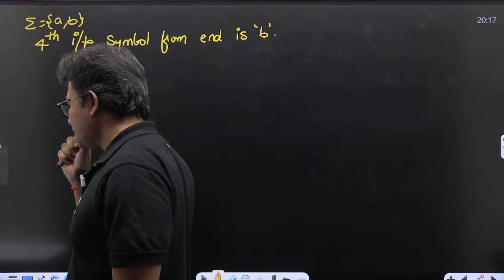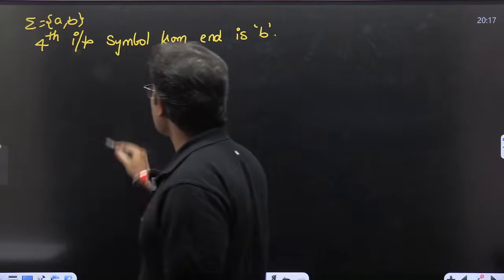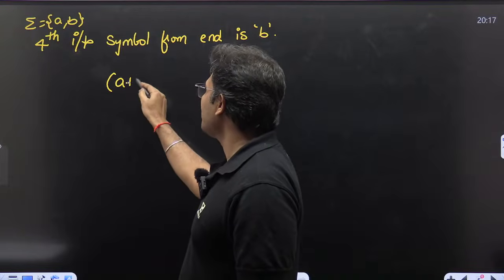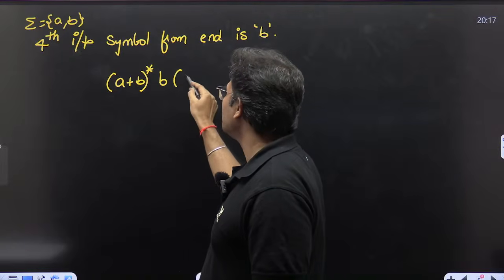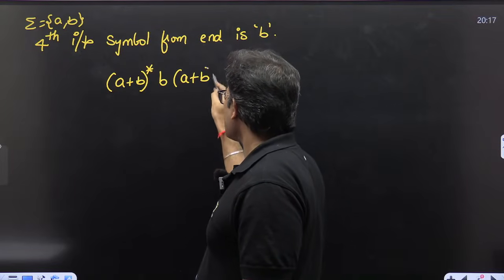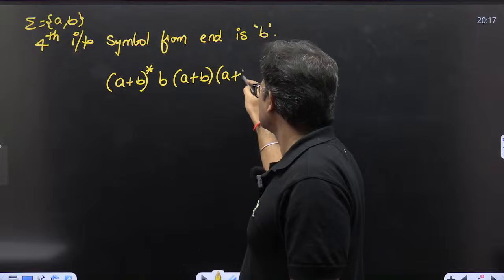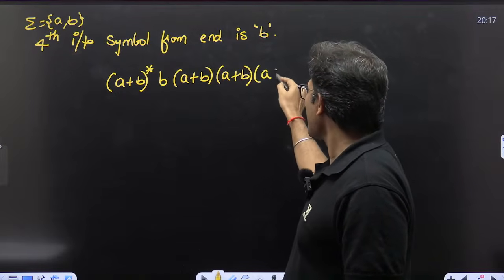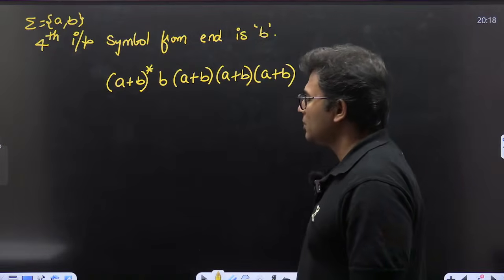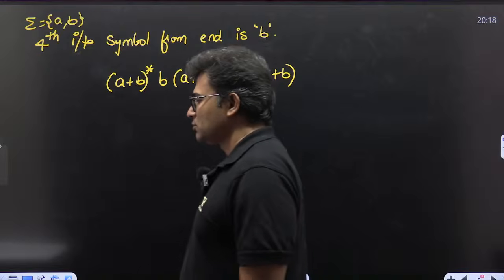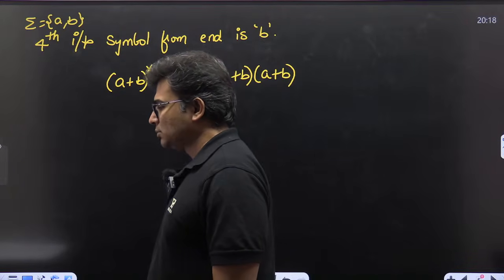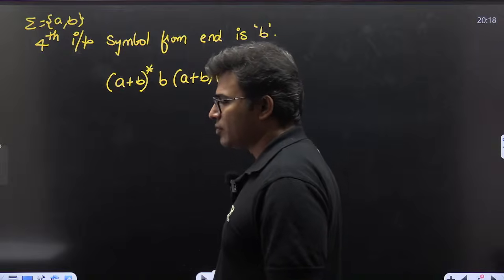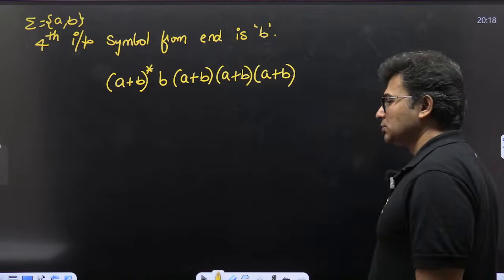Initially anything can come. The fourth symbol from the end has to be b. Then the third symbol, second symbol, and first symbol can be anything.